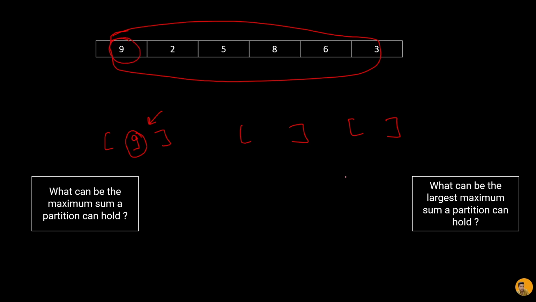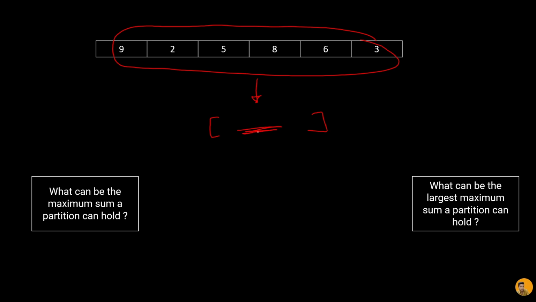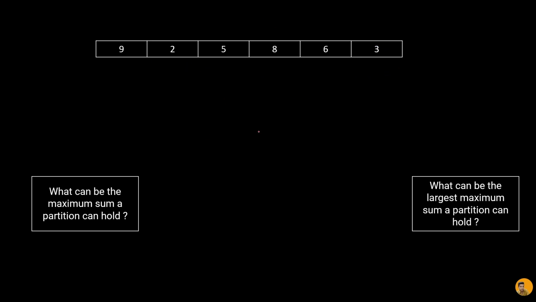And what can be the largest maximum sum? The largest maximum sum would be, instead of doing it in multiple partitions, I have done it in a single partition, let's say. So that would be the total sum, this accumulation would be the largest maximum sum partition. In this case we have 9, and oh, this is a kind of typo, I guess. The right side would not be 9 but the total sum, right? 9 plus 2 plus 5 plus 8 plus 6 plus 3 is equal to 30.